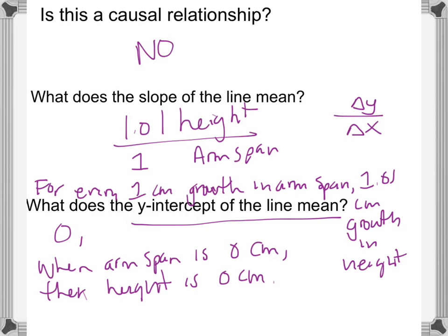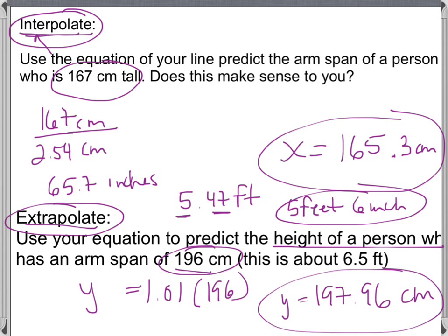Now, we used that line. We figured out what the slope and the y-intercept were, interpreted according to the data that we have. And then we used it to interpolate and extrapolate information, which is really what we want statistics to do anyways.